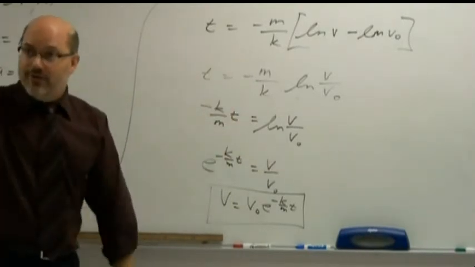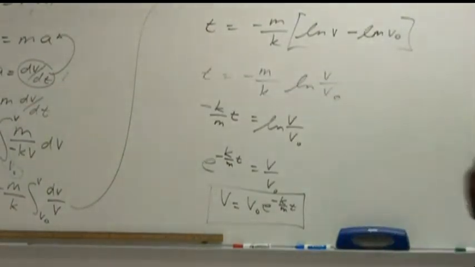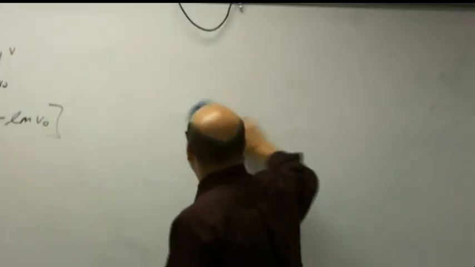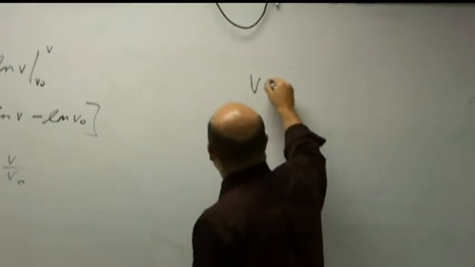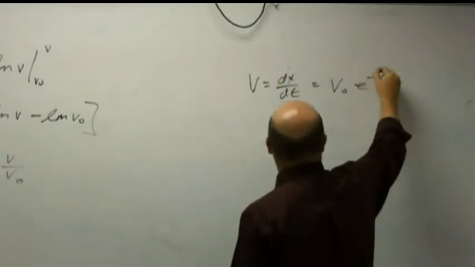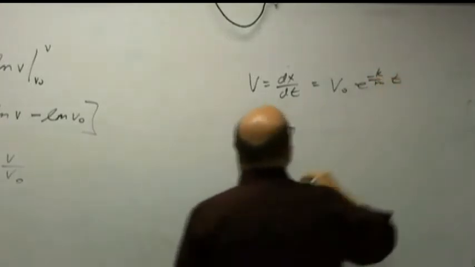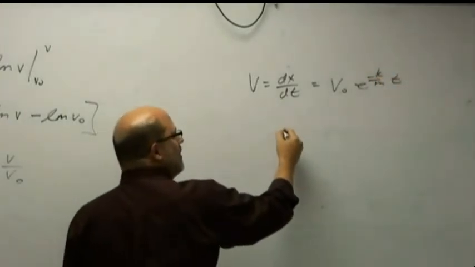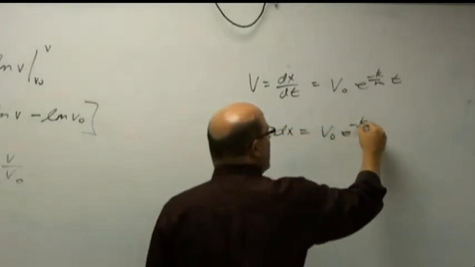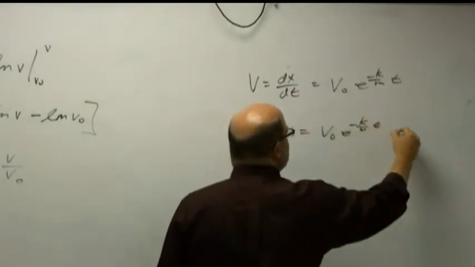Now, if I want to find x, then what do I do? Integrate it. All right, I say, look, v equals dx/dt, which equals v naught e to the negative k over m t. And so then I say, well, look, dx equals v naught e to the negative k over m t dt, and I integrate.